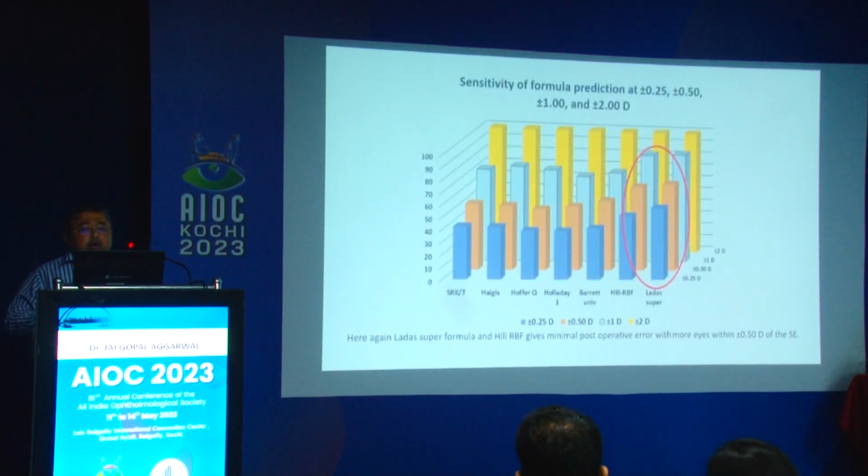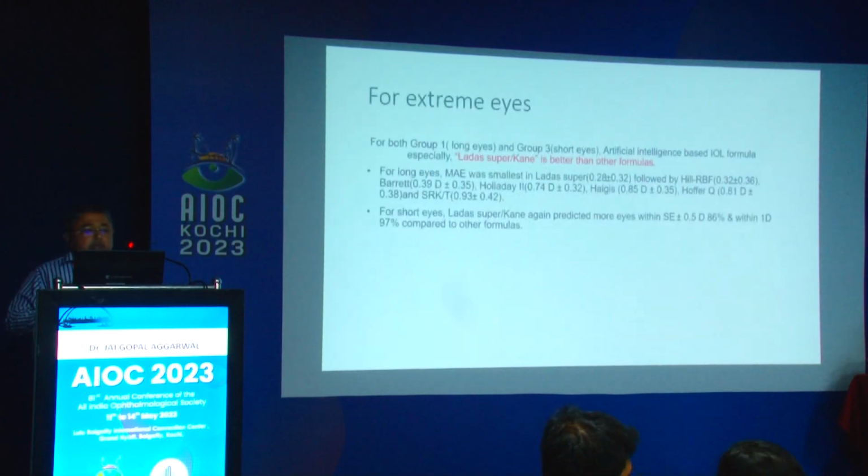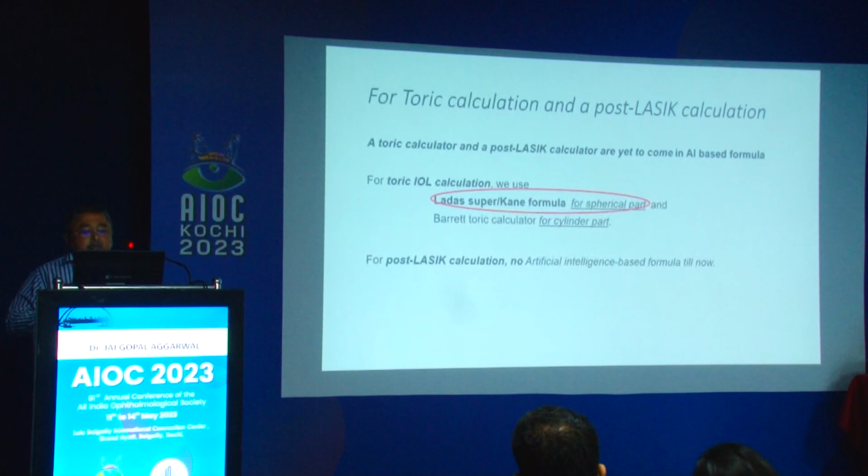And sensitivity of the formula prediction at 0.25, 0.5, 1 and 2 gives the maximum result within 0.5 diopter of spherical equivalent. This is the same thing for extreme eyes again. The artificial intelligence-based formulas are better than the other formulas because the mean absolute error is smallest in these formulas. Now, for the toric calculation, we have LADA Super and Kane formula, artificial intelligence-based formulas for the spherical part, and the Barrett toric calculator for the cylinder part. If we combine both, we get a very good result.